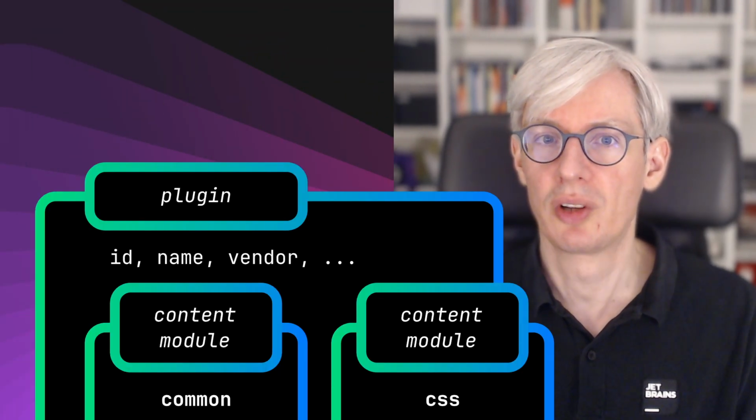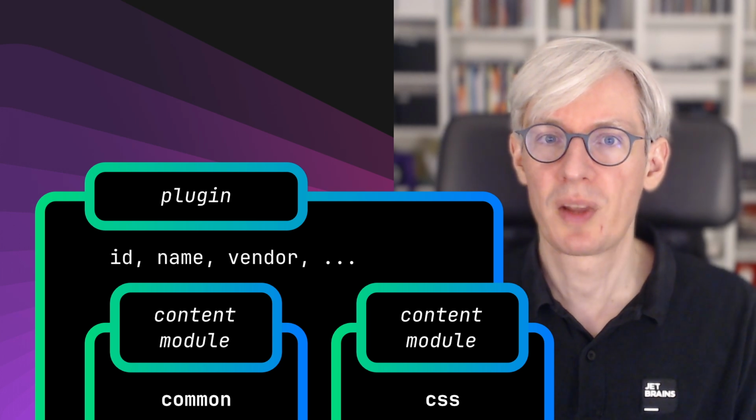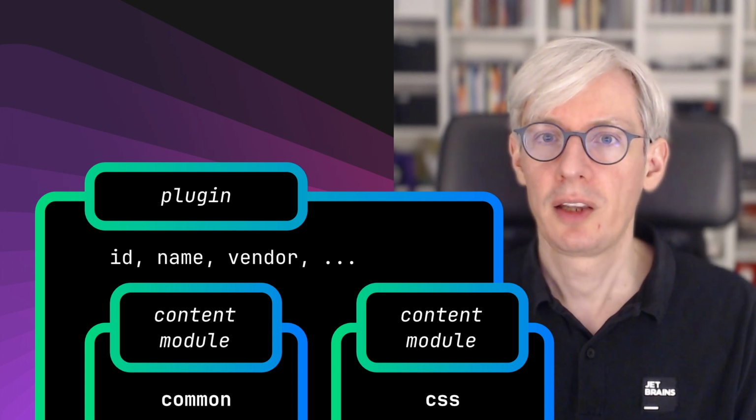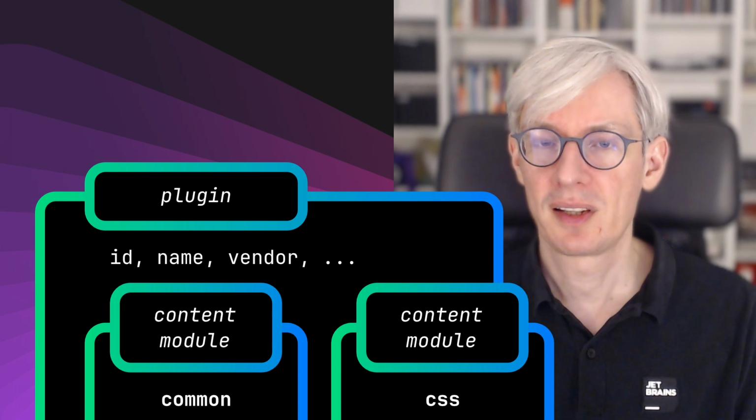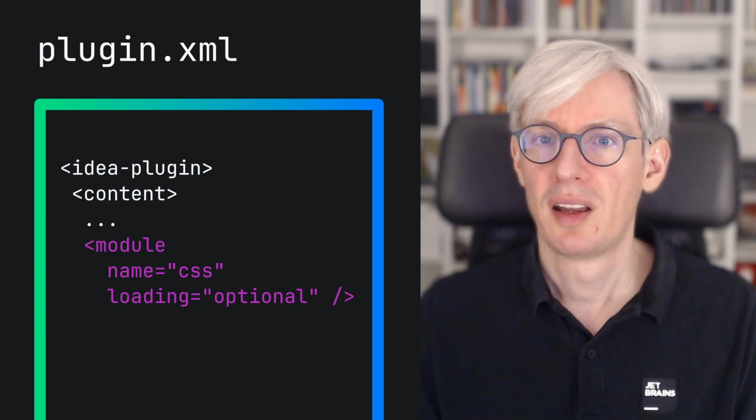Let's add a second content module for CSS support from our plugin. If the IDE includes the JetBrains CSS plugin, this module loads. If not, it's skipped. First, update the plugin.xml. Add a second module entry and set its loading attribute to optional.